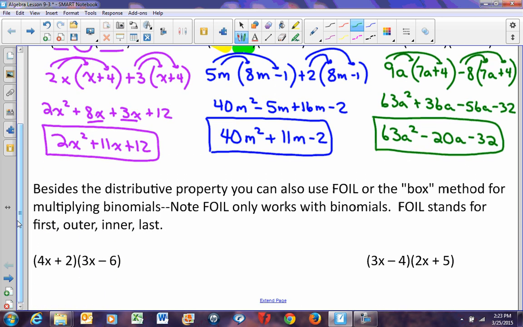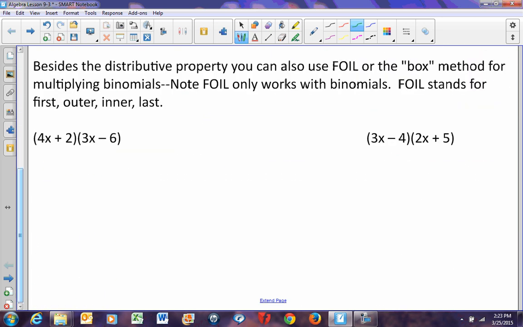Now, besides the distributive property, you can use something called FOIL, or the box method for multiplying binomials. FOIL only works with binomials. That's the drawback here. You'll hear people say, oh, do I need to FOIL this? FOIL only works for binomials because FOIL stands for first, outer, inner, last. That's the F is for first, O is for outer, I is for inner, and L is for last.